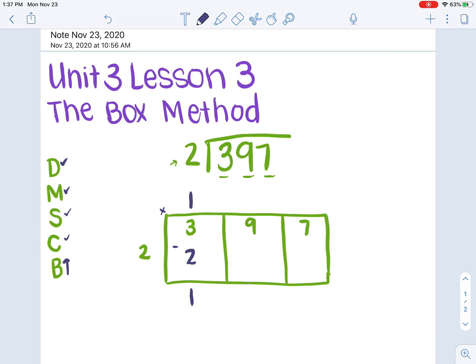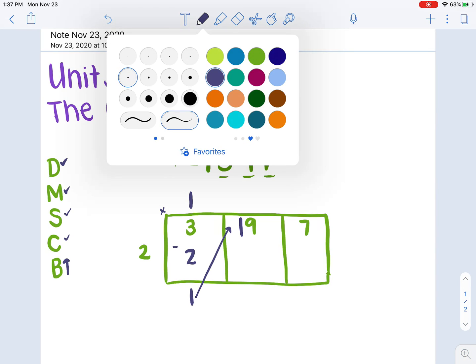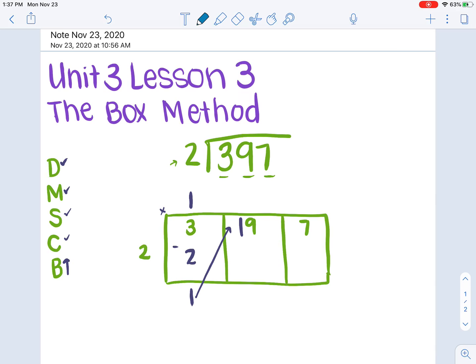Now, this is where it gets a little bit different. Instead of bringing down, I'm actually going to bring my number up, drawing my arrow all the way up so my 9 becomes a 19. Now I'm going to work through that process again. Divide. How many times does 2 go into 19 without going over? 2, 4, 6, 8, 10, 12, 14, 16, 18, 20 is too big. I know 2 times 10 is 20, so 2 times 9 must be 18. So I'm going to put my 9 on the top.